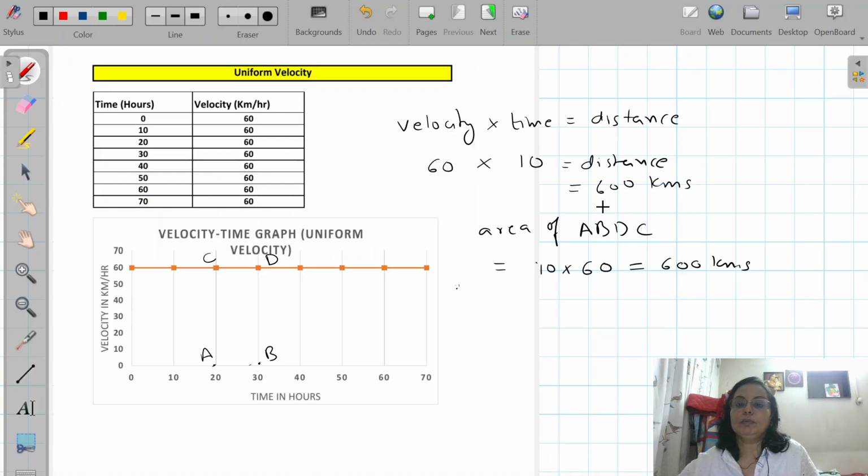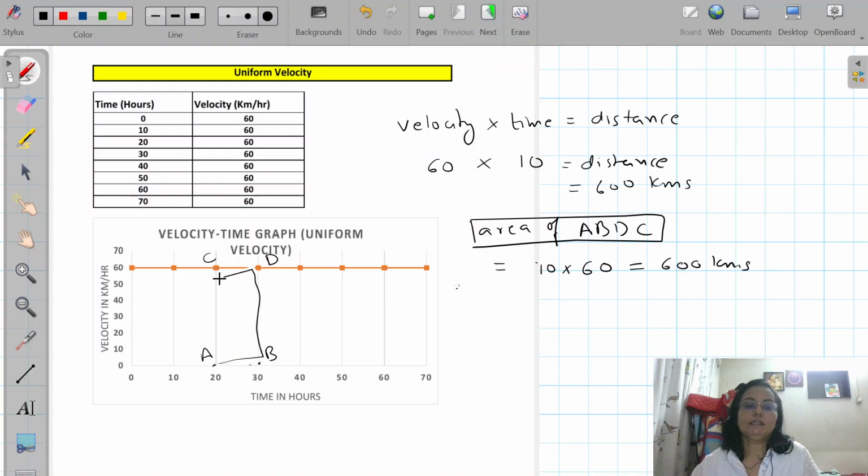So this is nothing but distance covered. So the area of quadrangle ABDC is going to give us the distance covered by the train in this velocity time graph.